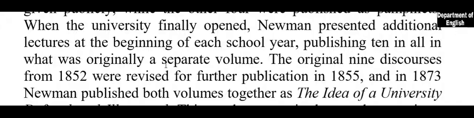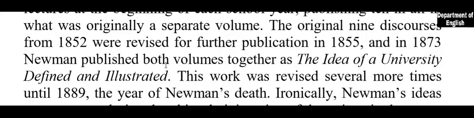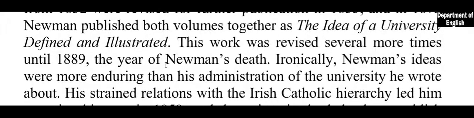Of the nine discourses eventually included, five were given publicly, while the other four were published as pamphlets when the university finally opened. Newman presented additional lectures at the beginning of each school year, publishing ten in all in what was originally a separate volume. The original nine discourses from 1852 were revised for further publication in 1854, and in 1873 Newman published both volumes together as The Idea of a University Defined and Illustrated. This work was revised several more times until 1889, the year of Newman's death.